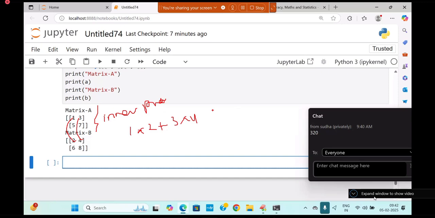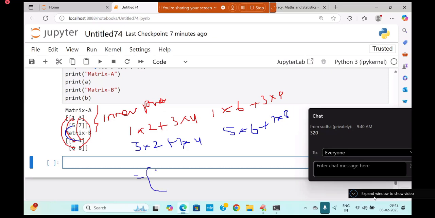Next, 1 into 6. That is nothing but this one, 1 into 6. And next 3 into 8. Similarly, start with 5 into 2 plus 7 into 4. Next, 5 into 6 plus 7 into 8. You need to take care. What is this now? 2 plus 12 is 14.